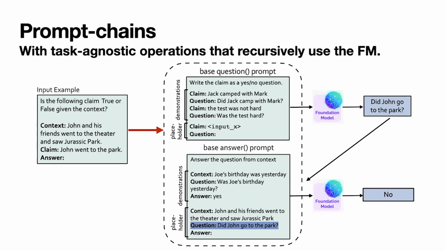So to walk through the steps slowly, consider the input example asking whether the claim "John went to the park" is true or false, given the context "John saw Jurassic Park at the theater." First, the question generation step includes a prompt that shows a bunch of generic examples of statement and question pairs. We use these demonstrations in this prompt to get the foundation model to convert our input to an open-ended question. For instance, the statement "John went to the park, true or false" is converted to the open-ended question, "Did John go to the park?" Then, in the second step of the prompt chain, the answer step uses a prompt with demonstrations of how to answer a question given context. This is applied using the foundation model and the previously generated question to produce our final answer.